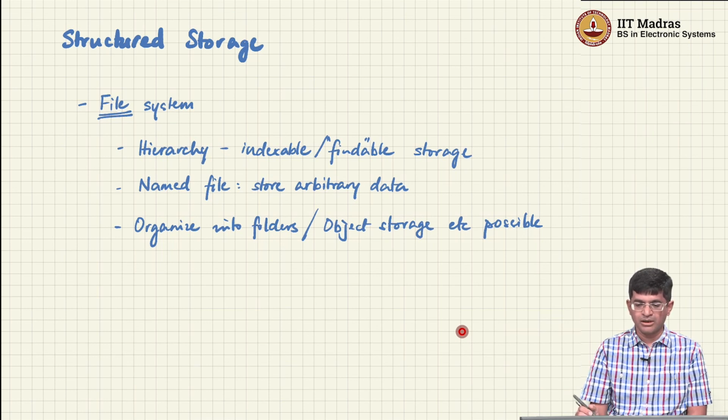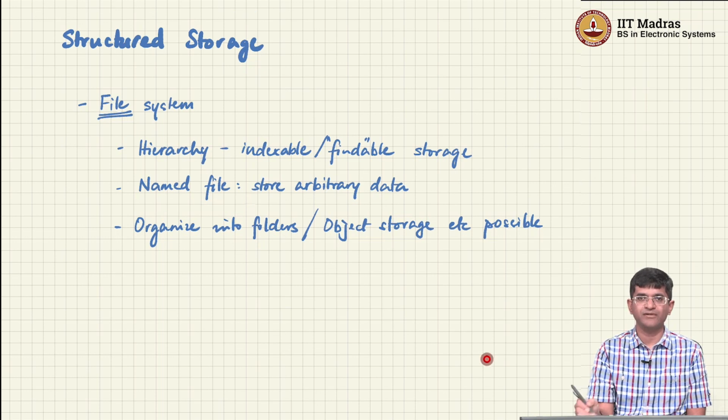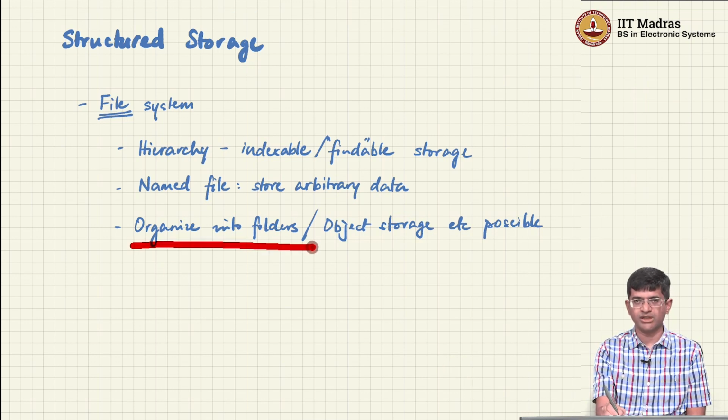So what it does is it provides you with an abstraction called a named file, where you can create a file, assign a name to it, and later on retrieve that file by giving the name. Files can then be organized into folders or directories, as they are sometimes called.